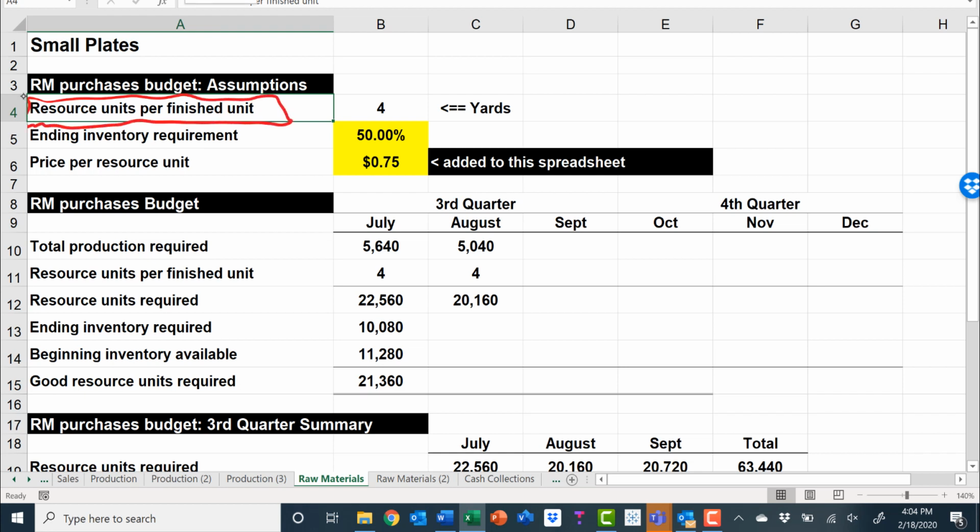Now, Eric, that seems like a lot of units. What's the difference between those things? For finished units, that's what we just computed under our last small plates. That's our production budget. And it has to be finished because that's what I'm going to sell. Okay, so then what's this thing? That's how many units of resources we need to create that finished budget.